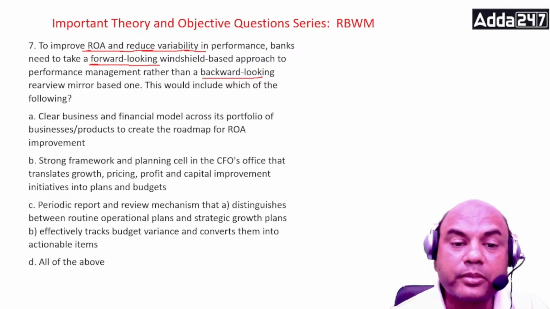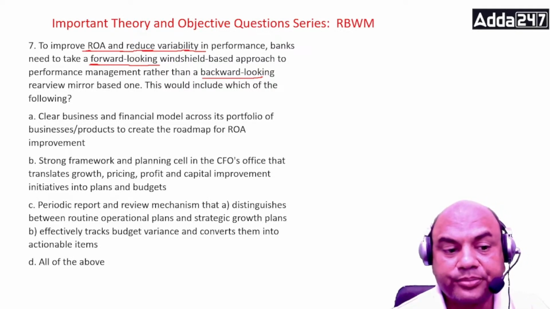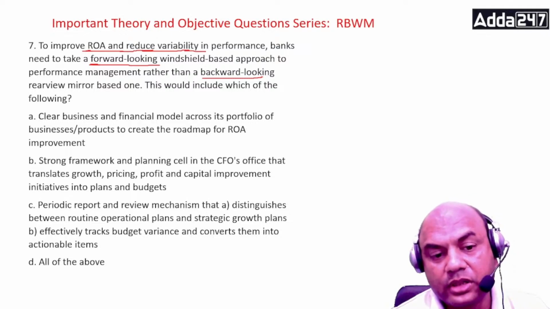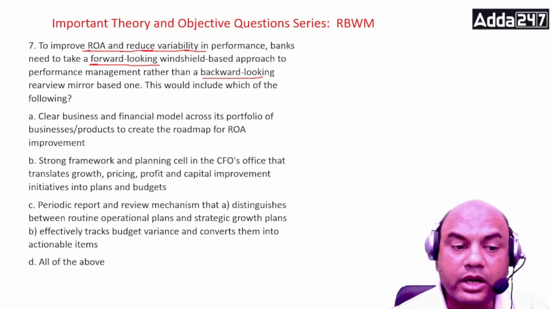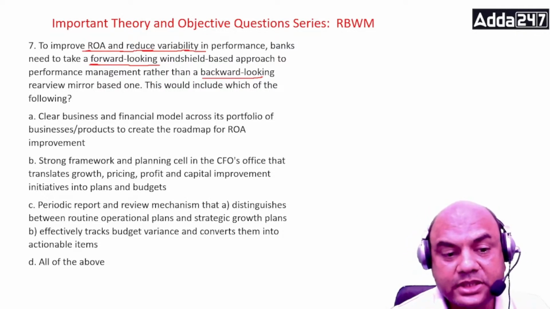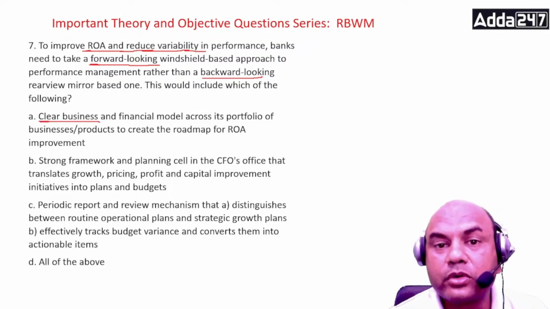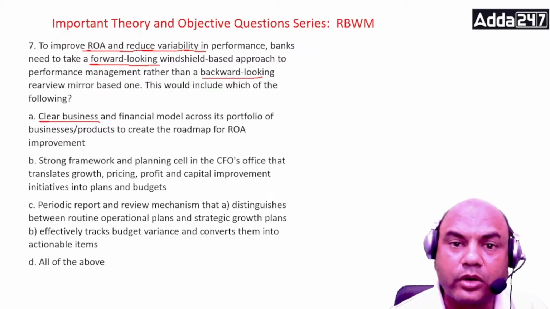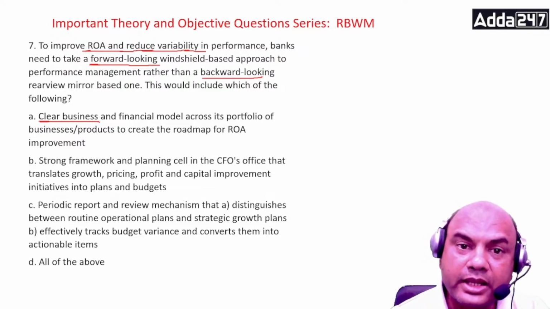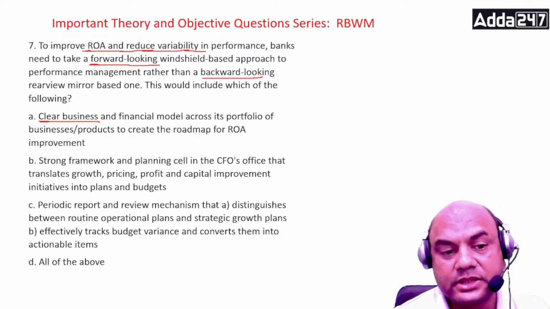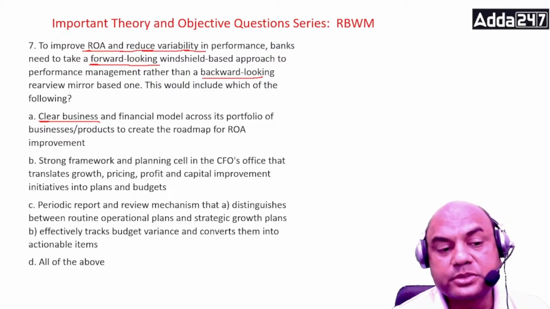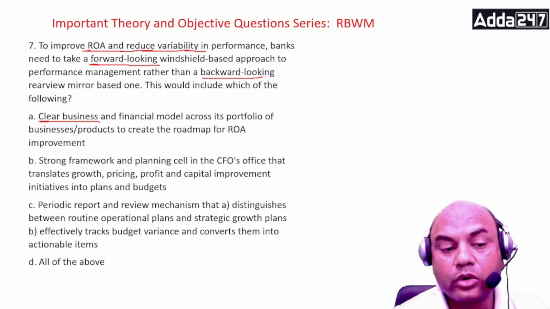So which of the following methods would include? Clear business and financial model across its portfolio of business products to create a roadmap for ROA improvement. Clear business and financial model means all the elements of my bank, including the board of directors, top management, mid management, lower management, everyone should be clear in their business focus. They must know where the profit is, where the profit isn't.